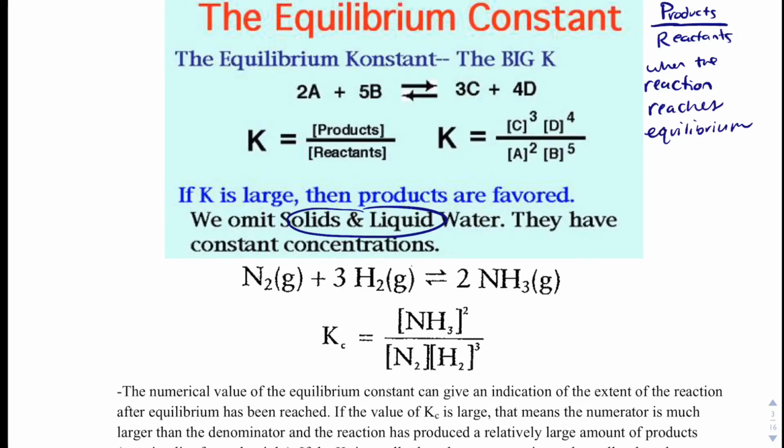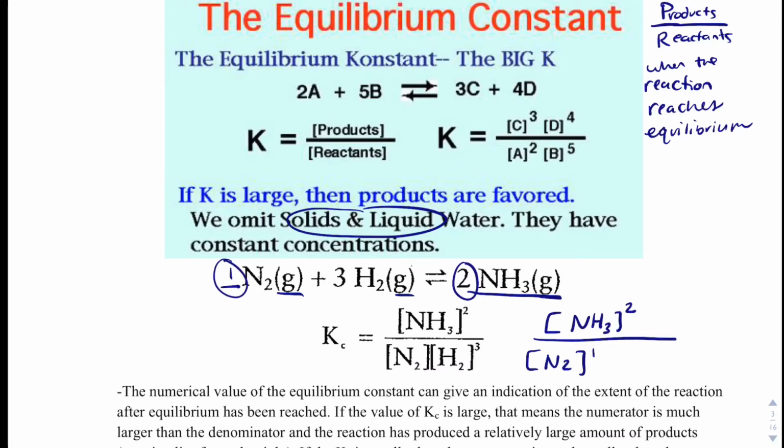Okay, and how we do this is we write, okay, we say we have NH3, that's a product, so we write it in brackets. Brackets mean molarity. Okay. We will square it because the coefficient is 2. We'll divide that by the reactants. I check, all of them are gases, so we're good. We don't need to worry. We have N2 to the first power. Its coefficient is 1. We don't need to write that, but it is. And then H2 to the third power because its coefficient is 3.